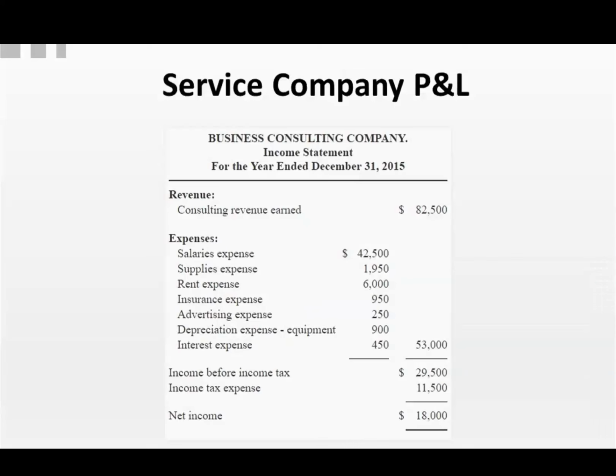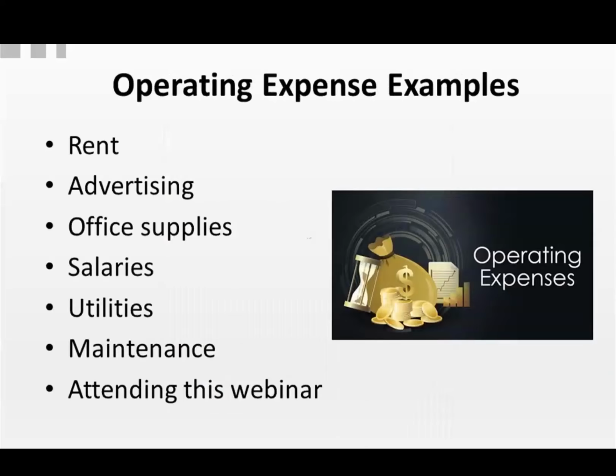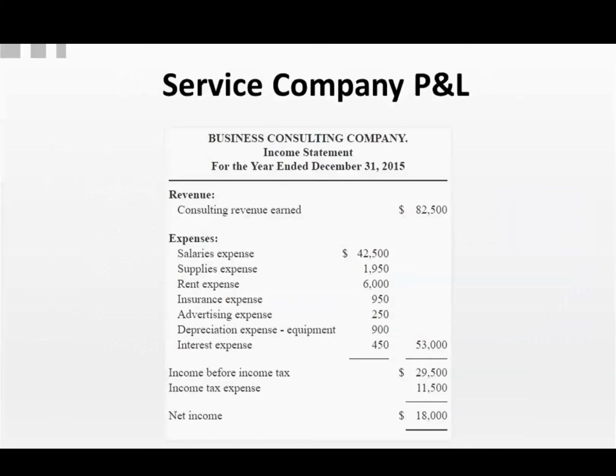So here's an example of a service company. I've got revenue from consulting and expenses. In this case, there's no cost of goods because my salaries, my consultants, are all employed, and as a result, there's no cost of goods at this company. What would be more typical is that you would have cost of goods involved.